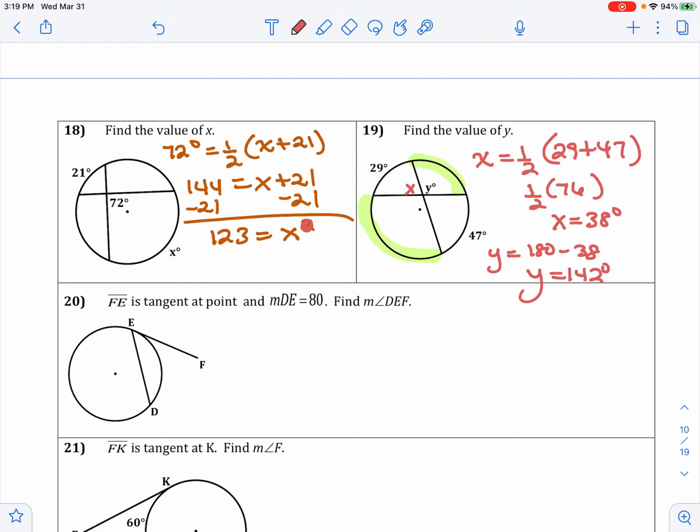Let's fix this a little bit. That's actually degrees, it almost looks like a square there. So let's change that. That was actually x equals 123 degrees.